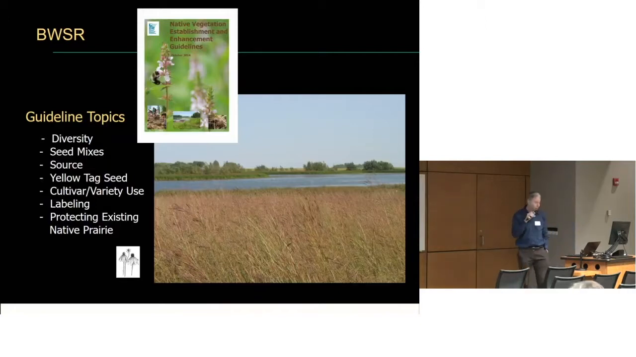And these guidelines cover a variety of topics. So they include diversity, seed mixes, source, yellow tag seed, which is seed that has a verified source, typically to the county. So we do encourage that, and that is run through the Minnesota Crop Improvement Association in Minnesota, this yellow tag program. So we do encourage yellow tag seed because it does give us a verified source.